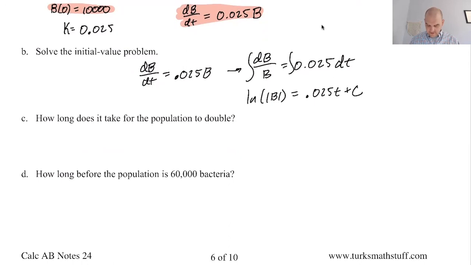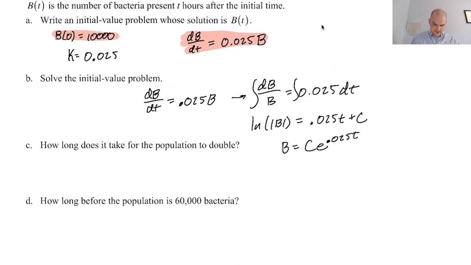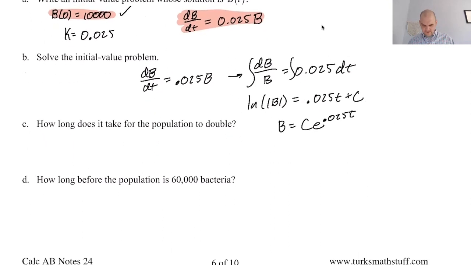I'm going to keep doing it, though. So then I would get B equals a new constant C e to the 0.025t. Then I would use the initial condition up here, that B of 0 is 10,000, and solve for C. So B equals 10,000 e to the 0.025t. This would be my answer to the initial value problem. So you get a function: B is a function of t.